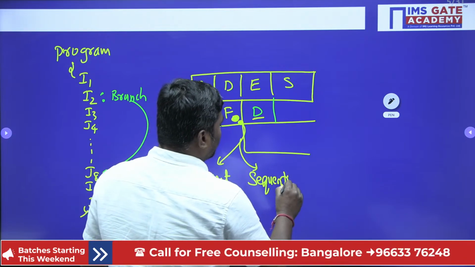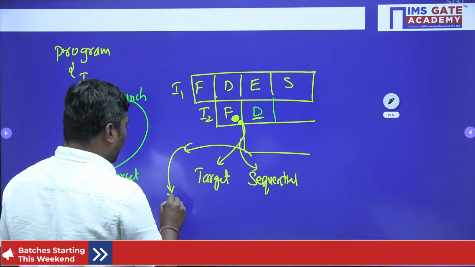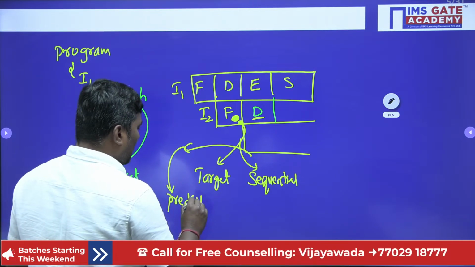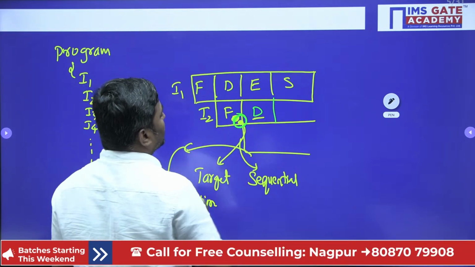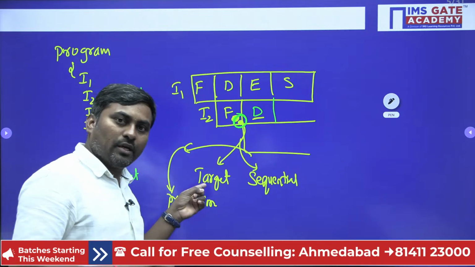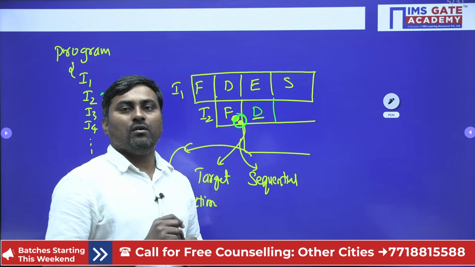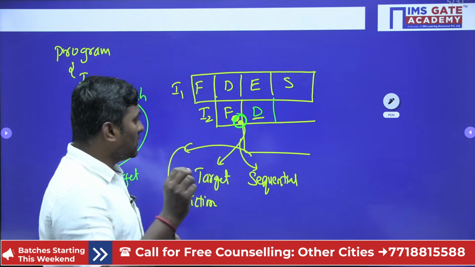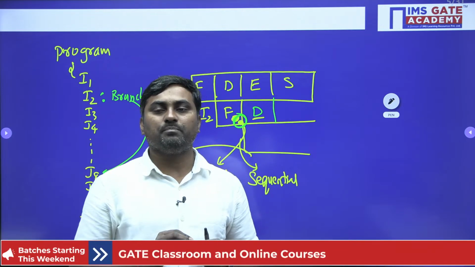So how do we decide? By applying the prediction method. By applying the prediction method, you decide at the end of the fetch stage whether the next instruction is the target or the sequential instruction. Are you getting my point? I hope you are understanding the internal meaning of what we are trying to do in a prediction.